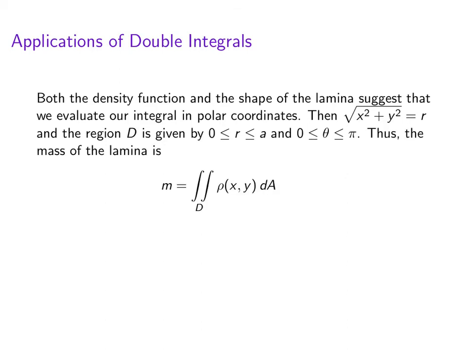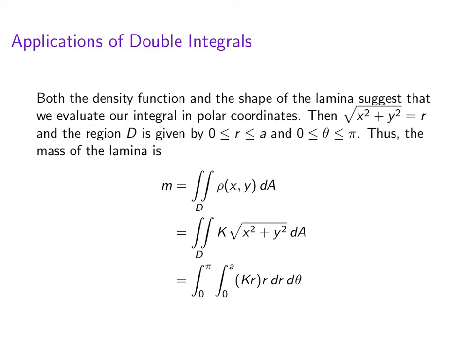So the mass is the double integral of the mass density function over the region D. So that's a double integral over D of k times the square root of x squared plus y squared. So we get the iterated integral 0 to pi, 0 to a, kr times r dr d theta. Don't forget the r.